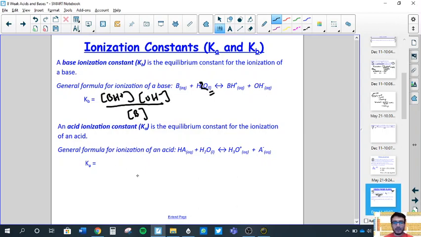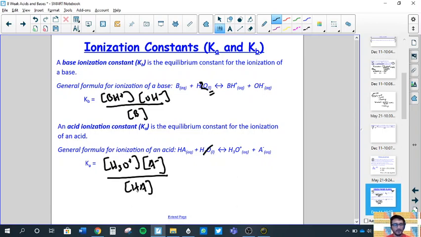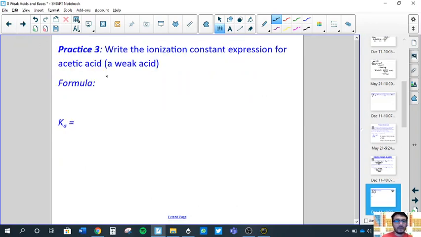Ka is again products over reactants except for water, so that's just HA. These are the ionization constant expressions for a base and for an acid. These Ka and Kb values will tell you the equilibrium of the solution, so how far forward or reverse it goes. And it's necessary here.